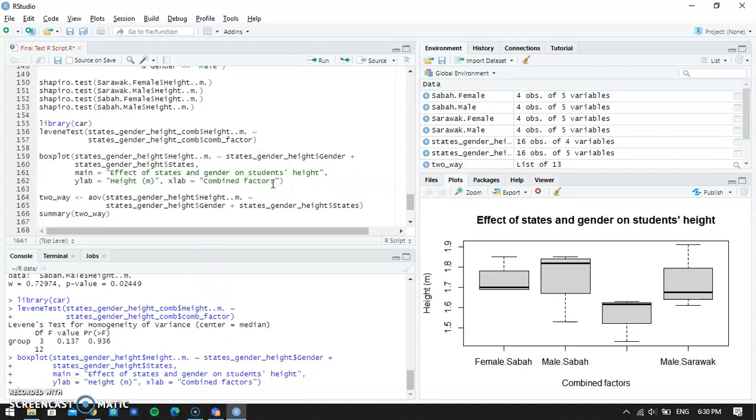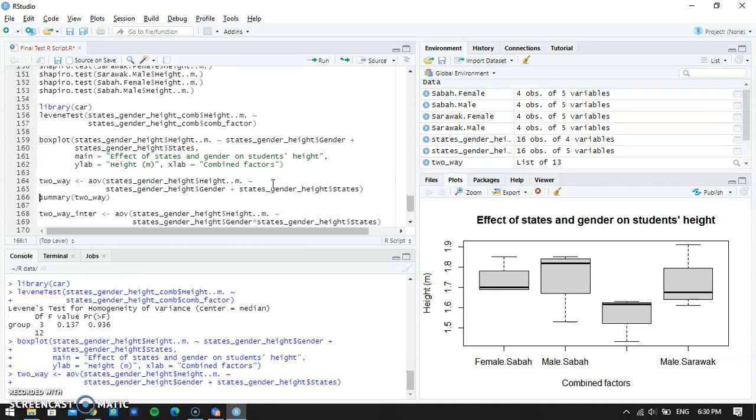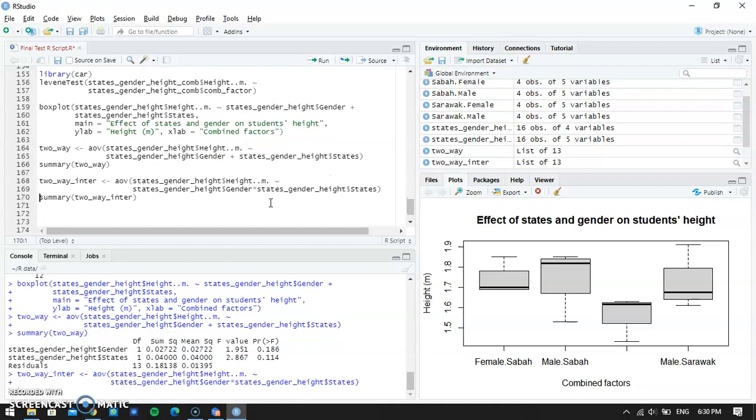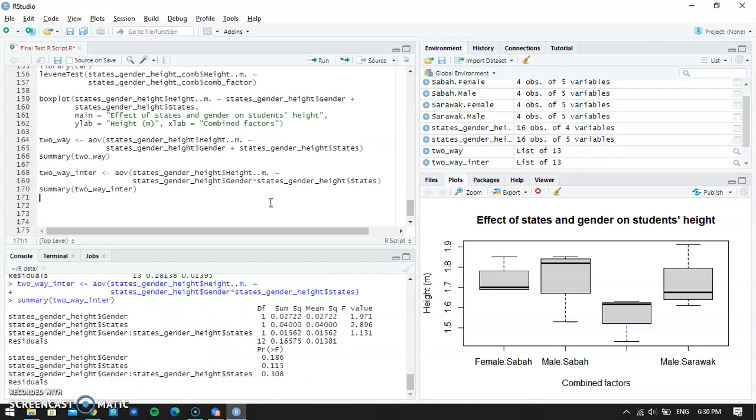Next, I made a box plot using the R calculator and carry out the two-way ANOVA test on both factors and summarize them all. Next, I also check for the interaction between the 2 factors and summarize them all as well.